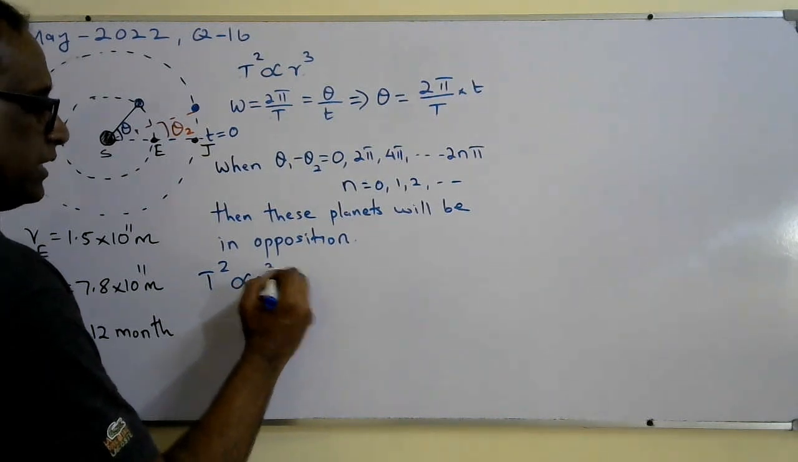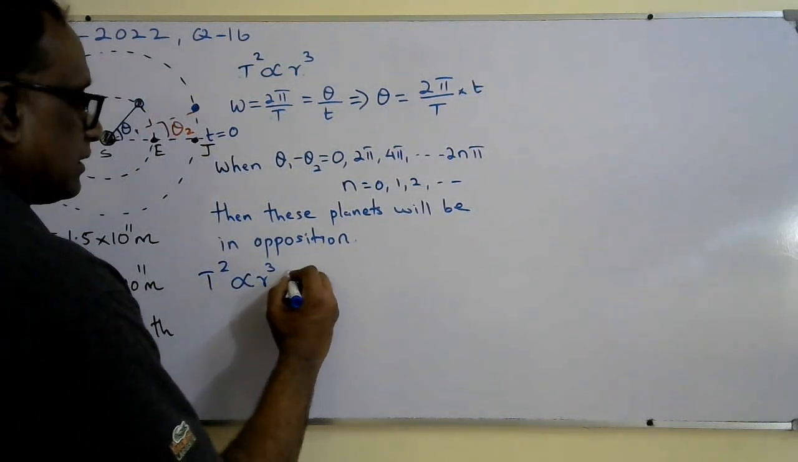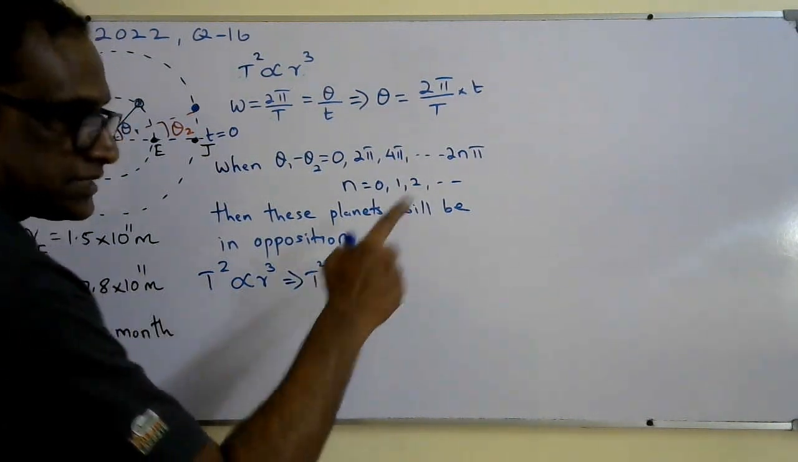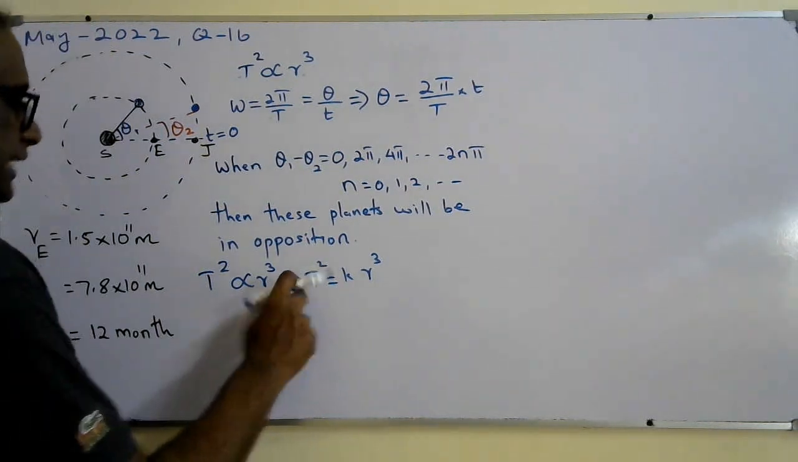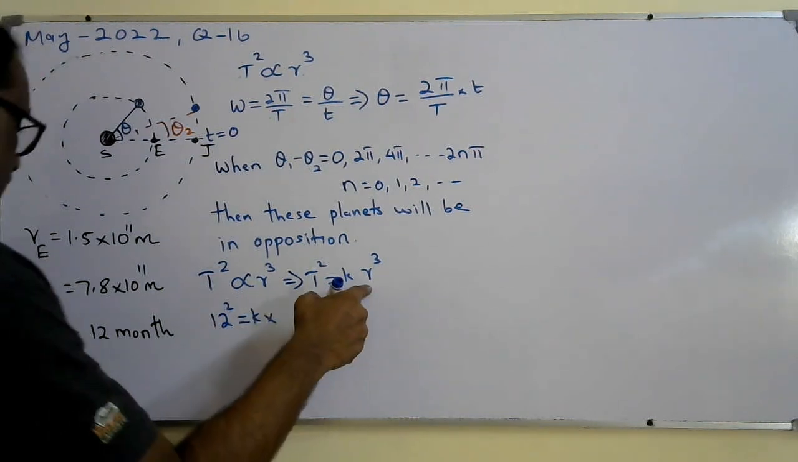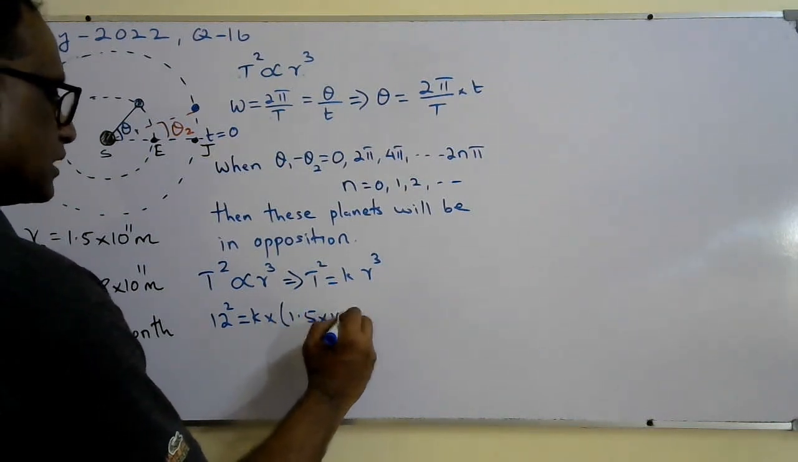So from that, T squared is equal to a constant times r cubed. The constant is 4 pi squared over GM, but I'm not going to substitute anything. For Earth, T squared is 12 months, so 12 squared equals k times the Earth's orbital radius, 1.5 times 10 to the power 11, all cubed. Let it be the first equation.